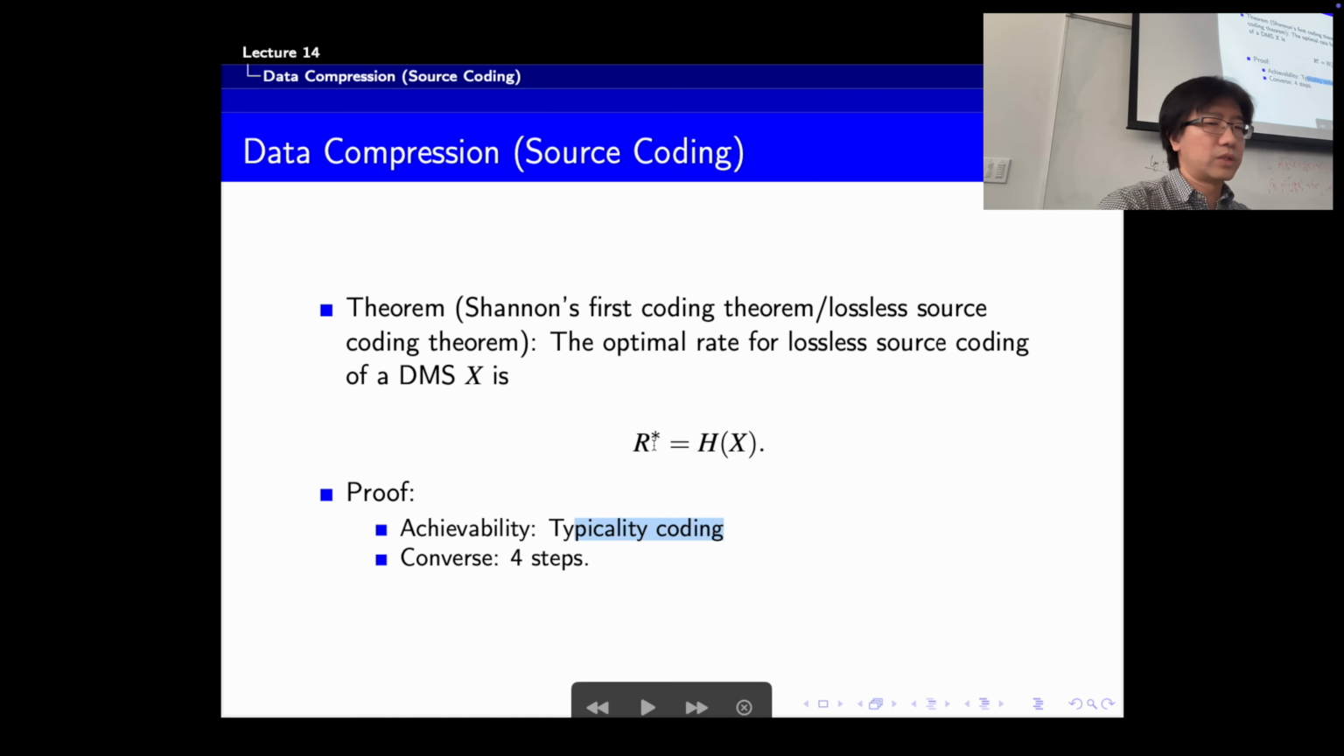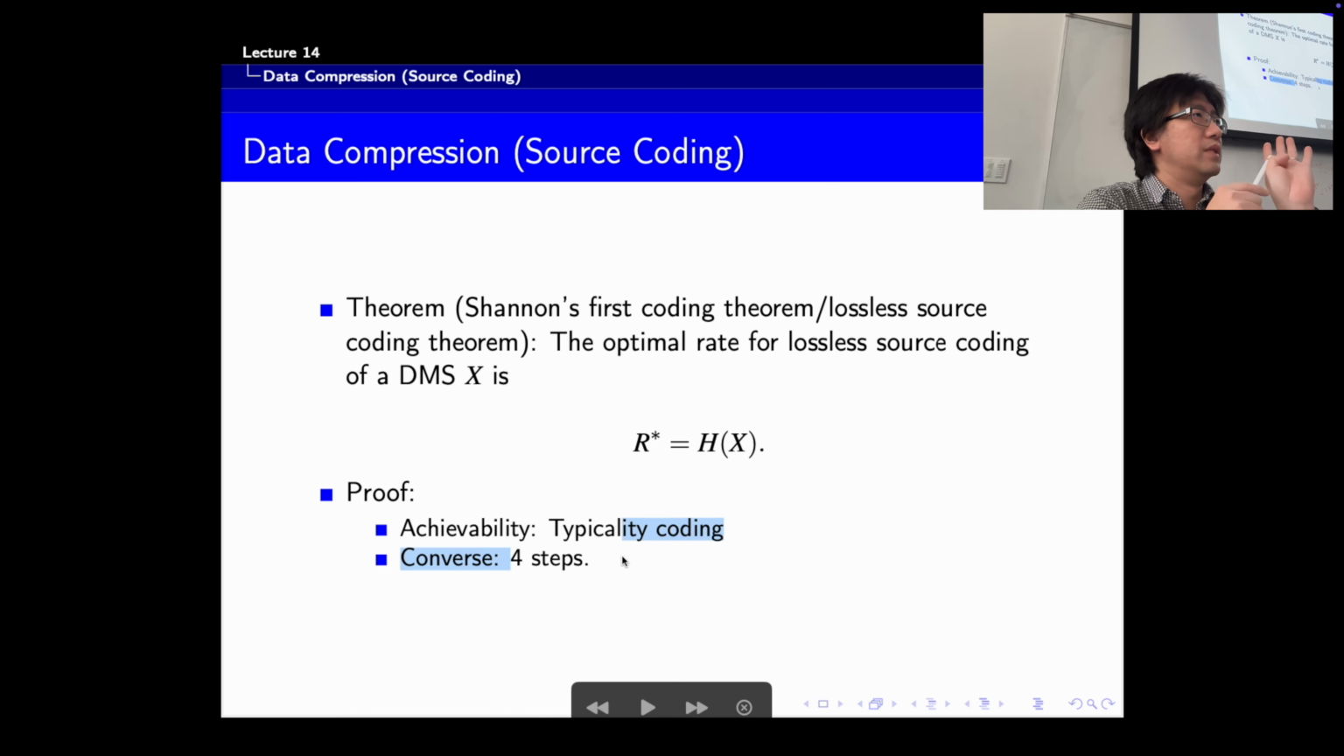So what we're covering now is not meaningless, right? Hopefully you agree with that. And then we talk about the converse. Converse basically means the impossibility. We're going to show that this is actually the best we can do: R has to be bigger than or equal to this. And for the converse, we introduced 4 important steps. Hopefully you still remember the 4 steps.